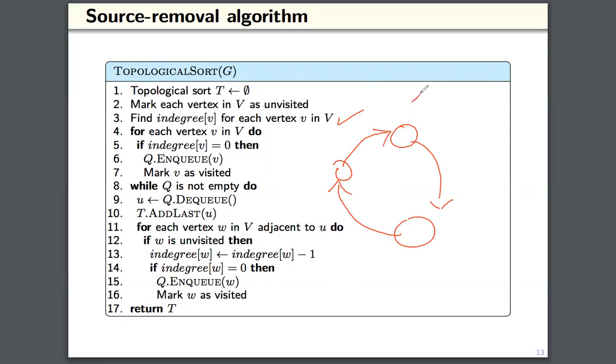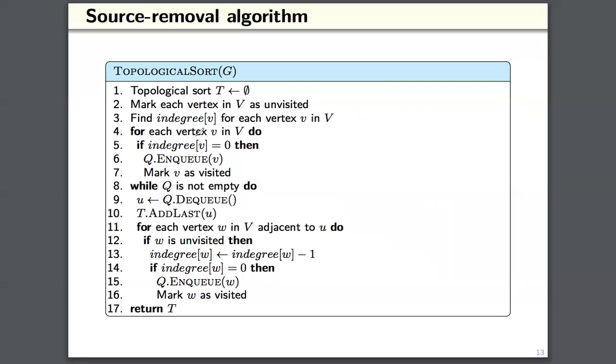What is the in degree of this? 1. In degree 1. In degree 1. So you have 3 vertices, but you cannot find any vertex with in degree 0. That means you cannot delete it, right? So that means there should be a cycle. So you can use this algorithm to also detect cycles in a graph, right? A tiny change to this can also lead to another algorithm for cycle detection in a graph.